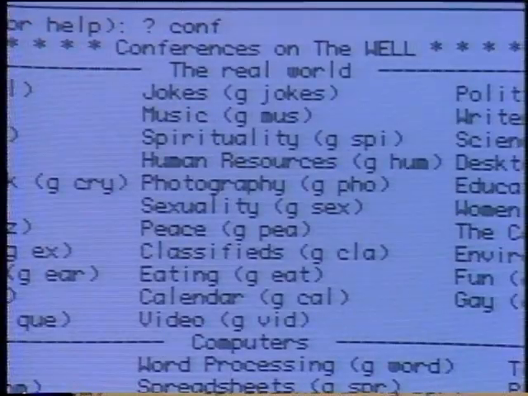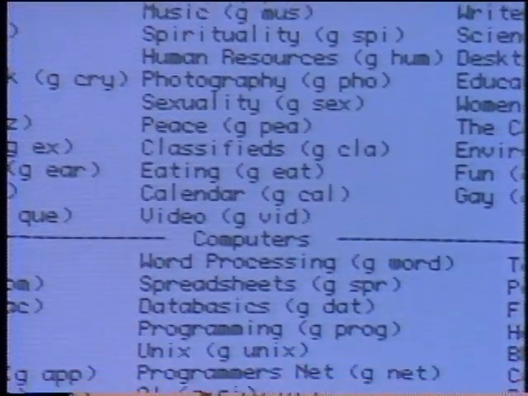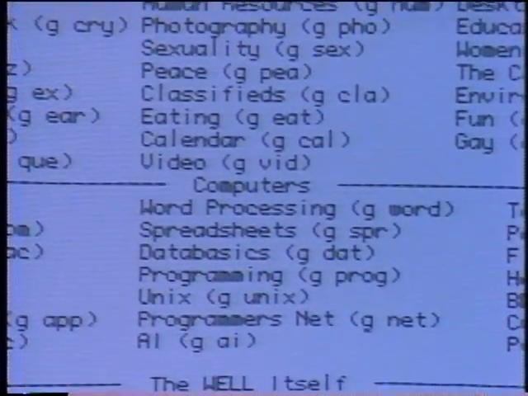What kind of things do you have here on the Well? I see things in the real world and things in computers. Right. We've got most of the user groups represented on the Well, so that if you have a technical question about a computer, you can put your question up and someone will answer it. We have public domain software for computers. But the more interesting stuff in teleconferencing, I think, is in the real world. We have a spirituality conference, a legal conference.